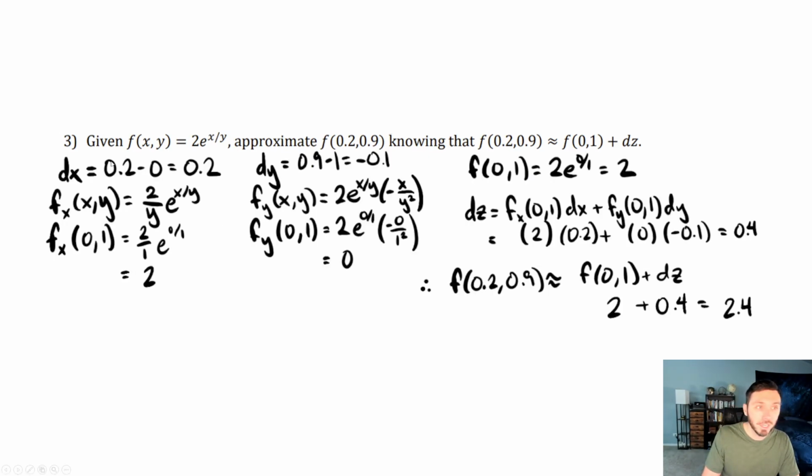Your dx, your change in x, is just 0.2, because 0.2 minus 0, where 0 is our input here, is 0.2. And then your change in y is 0.9 minus 1, which is negative 0.1, because the change from 1 to 0.9 is negative 0.1. Anyway, we can take the partial with respect to x and plug in (0, 1) to get 2. And we can take the partial with respect to y to get 0.